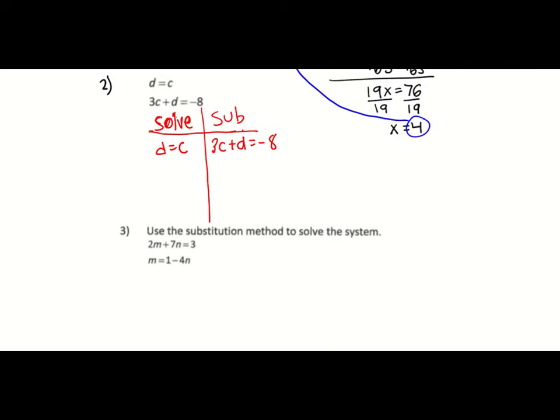So if d equals c, wherever I have a d, I'm going to take that c and plug it in right here. So I get 3c plus, instead of d, I'm going to write c equals a negative 8. Now 3c plus c gives me 4c. To get that c by itself, I need to divide both sides. So I get c is equal to negative 2.